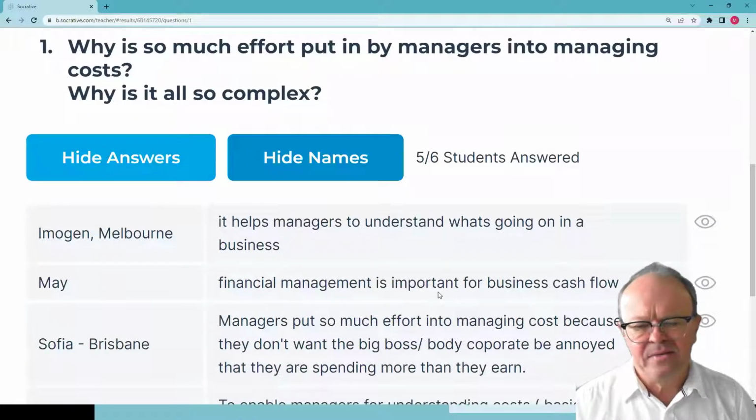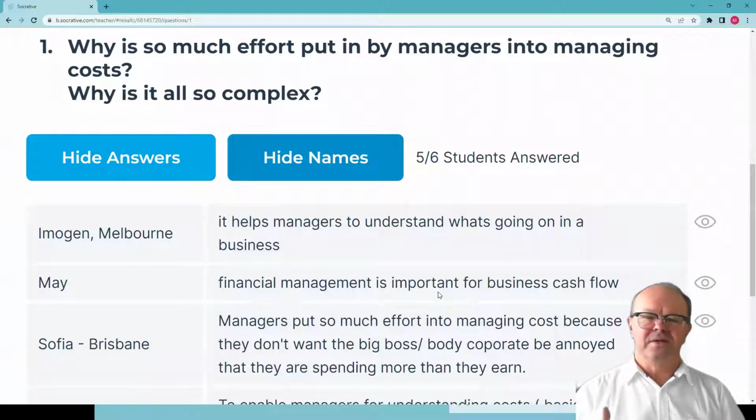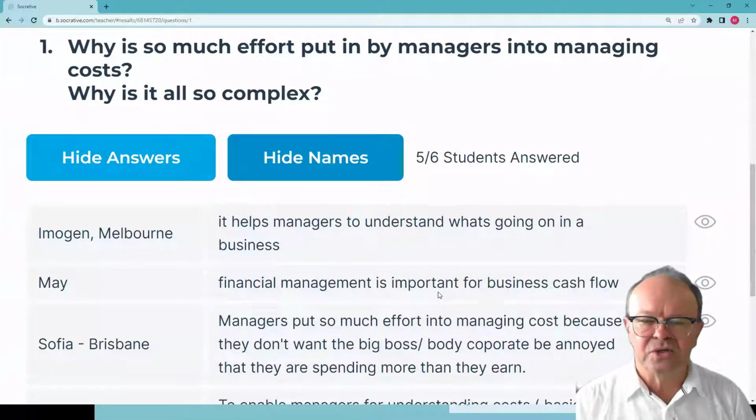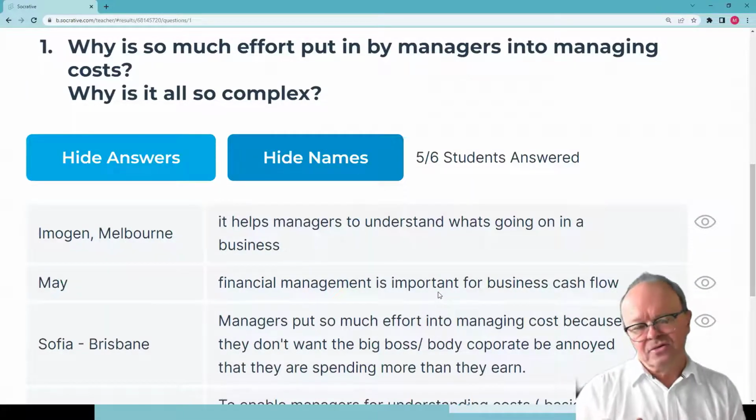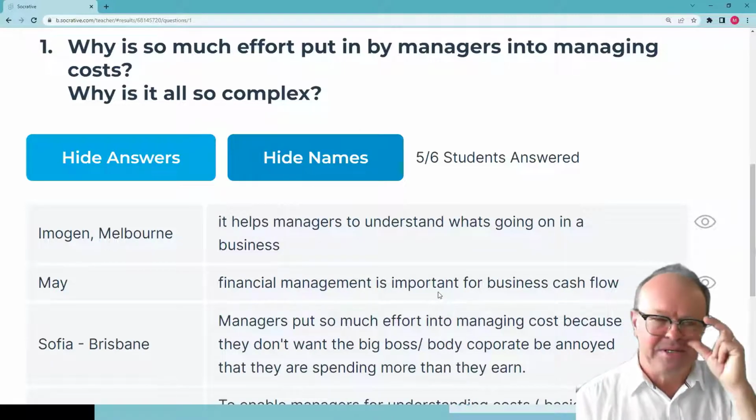And the way we do that is complex. There's a lot of terms, and we're just introductory, but we'll be looking at a lot of terms and introducing you to this world of keeping track of costs in a business.